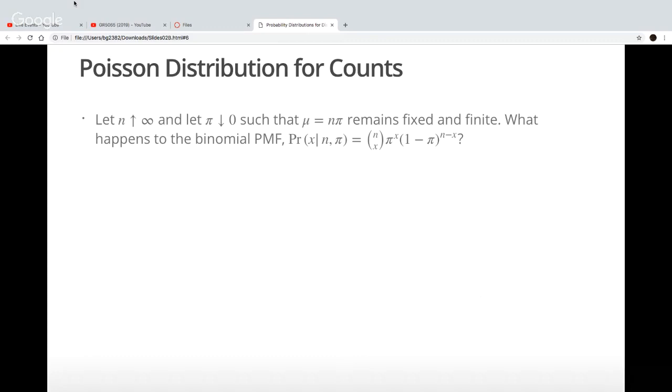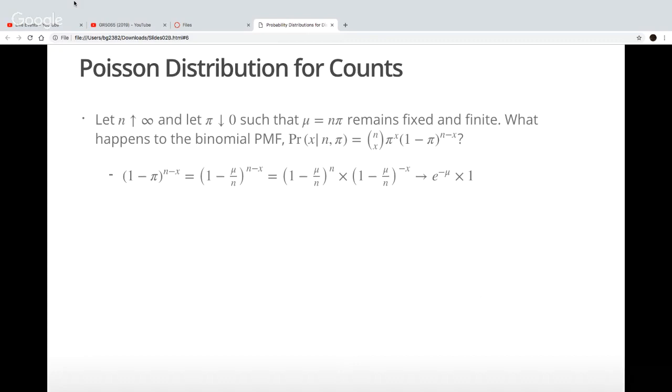So n is getting big, pi is getting small, but the product of n and pi remains the same as we do this process. And n times pi is the expectation of a binomial. So we'll just call that mu. So what happens under this limiting process to the binomial probability mass function as we let n get big and pi get small? Well, (1 minus pi) raised to the n minus x can be broken up into 2 terms, the n and the minus x.